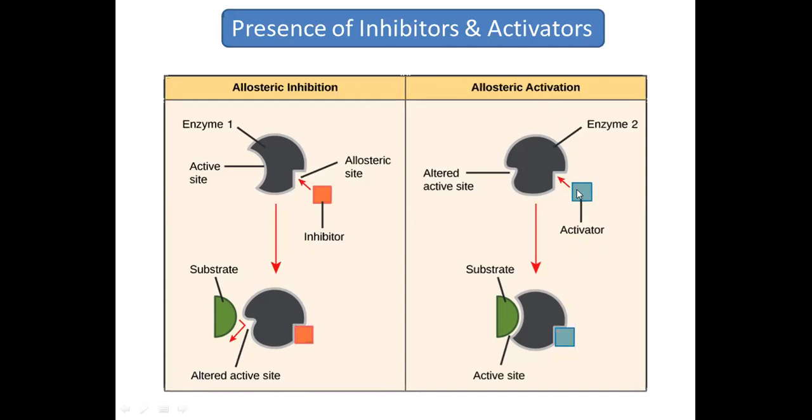In case of allosteric activation, what is it doing? This is the altered active site. Now the activator will come and bind with this site. After binding, the morphology of the active site of the enzyme will change, so the substrate will come and bind easily, because the active site now fits perfectly with the substrate molecule. So the substrate molecule will easily bind with the active site of the enzyme.